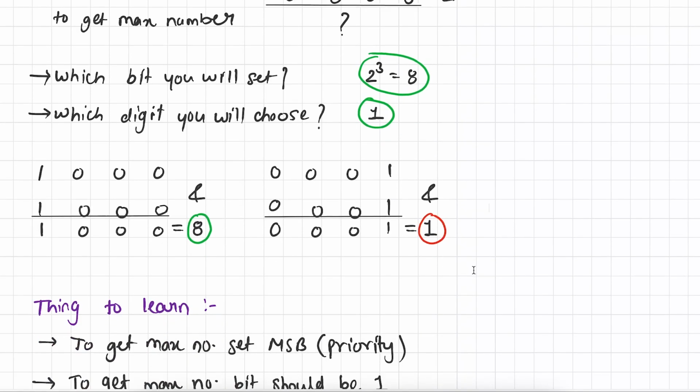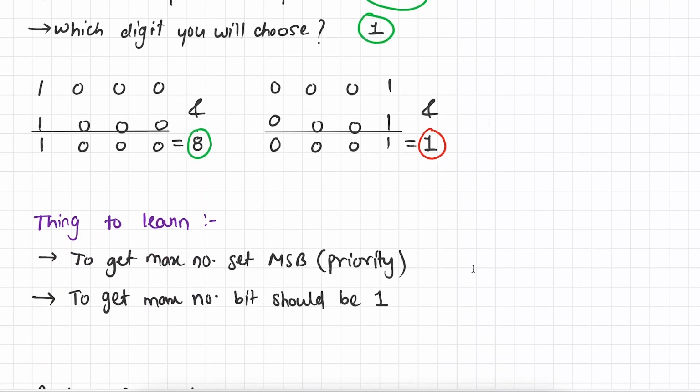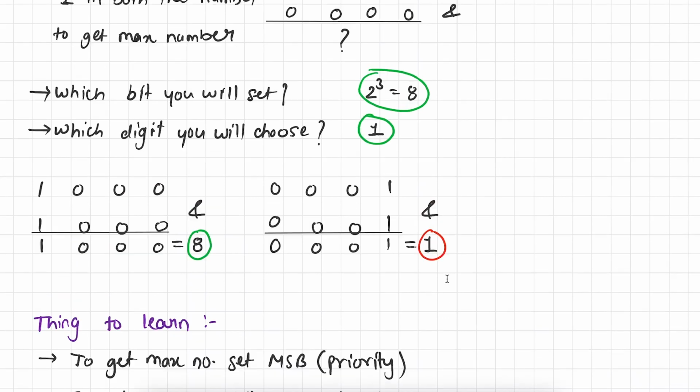So here we can learn two things. The first thing is, the most significant bit is our priority because that bit always gives a greater number as it represents the higher value, right? And the second thing we learn here is that we always have to set the bit as 1 because the AND operator only gives 1 when two bits are 1, right? In all other cases it always gives 0 and we are looking for 1 only. We are not interested in 0. So these are the two learnings we get from this analysis.